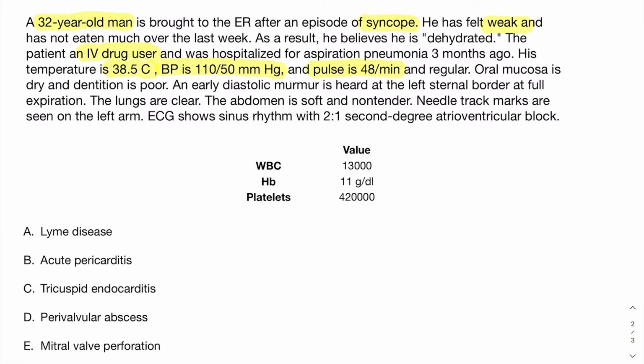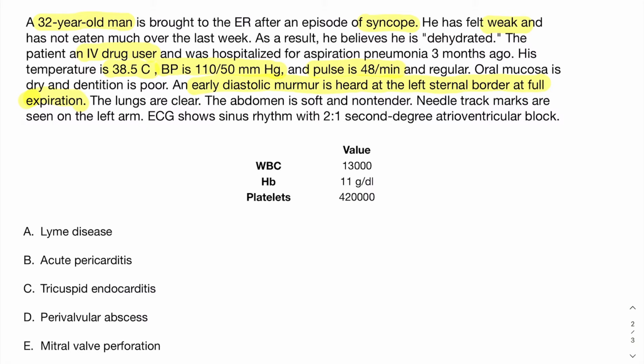An early diastolic murmur is heard at the left sternal border at full expiration. Now, this is one of the most objective statements we have in the question stem so far. So to me, this is like the most important phrase or sentence in the entire stem. And usually we start reading the question, like the last line of the question stem, right? So this is where I would have started. And in my opinion, this is the most important sentence so far.